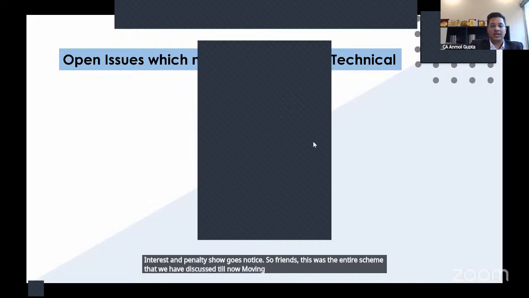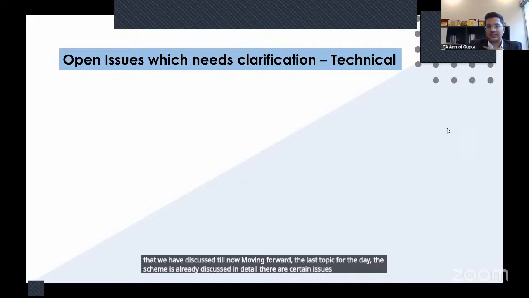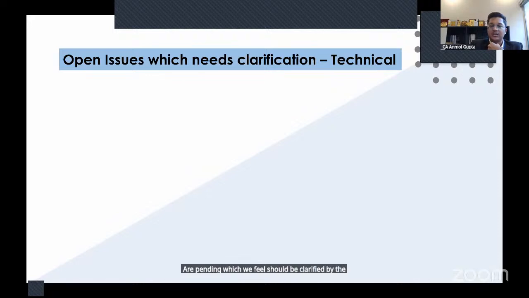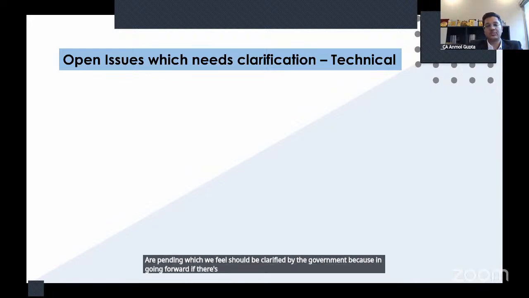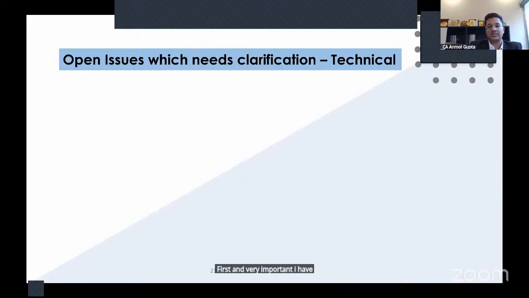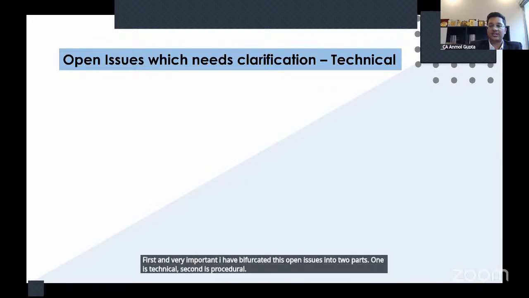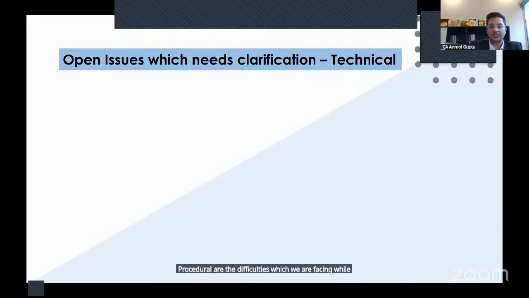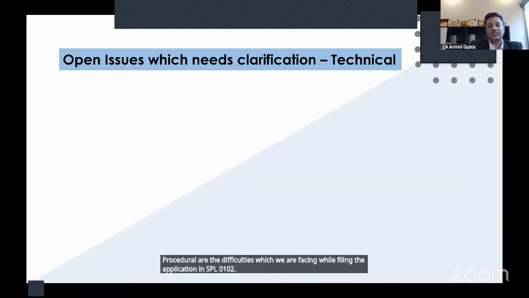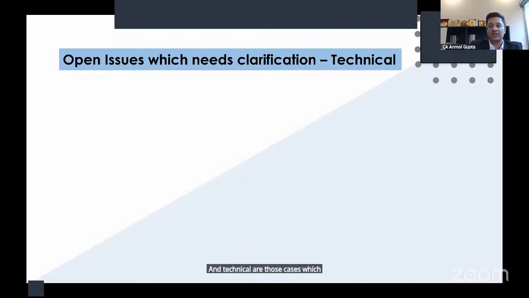Moving forward, the last topic for the day. The scheme is already discussed in detail, but there are certain issues which, in my understanding, are pending, which we feel should be clarified by the government. Because going forward, if there is no clarity on those issues, there might be litigation. I have bifurcated these open issues into two parts: one is technical, second is procedural. Procedural are the difficulties we face while filing the application in SPL 01 or 02, and technical are the issues we face in determining whether I am eligible for the scheme or not.